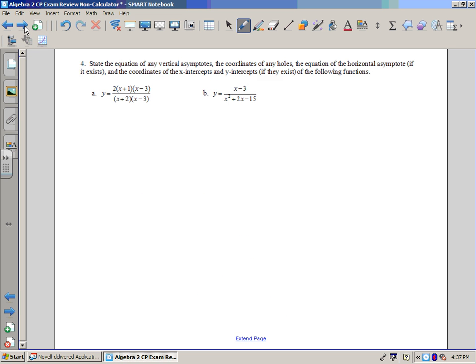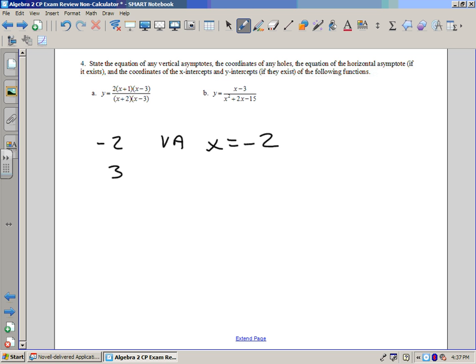Number 4, equation of vertical asymptotes, holes. Let's just do all these things. For A, I have 2 points of discontinuity: a point of discontinuity at negative 2 and a point of discontinuity at 3. Because x plus 2 is not a factor in the top, this is a vertical asymptote. My vertical asymptote is at x equals negative 2.